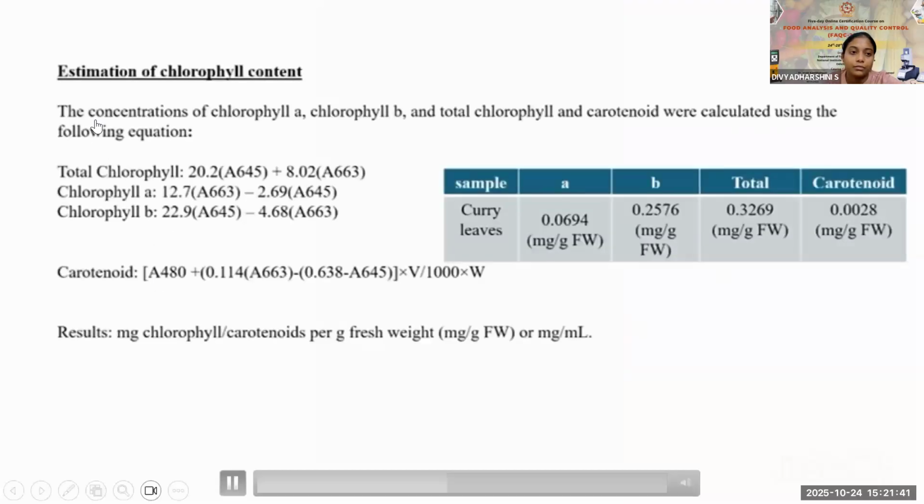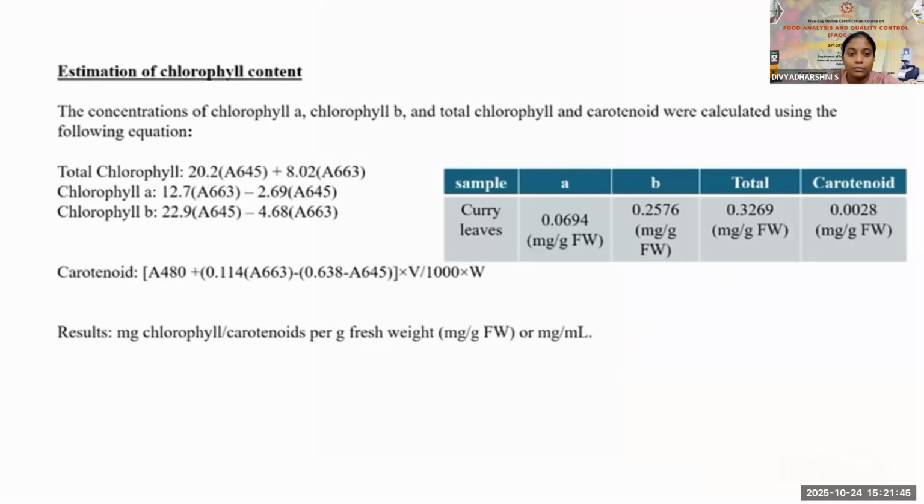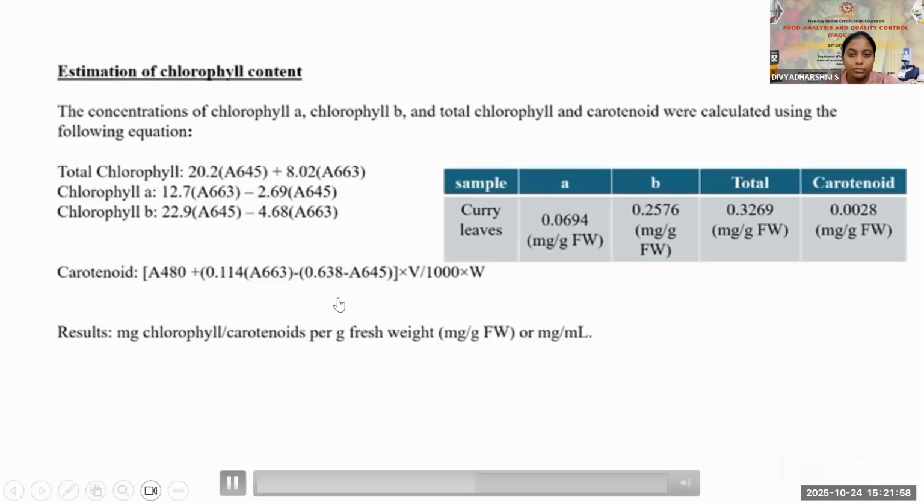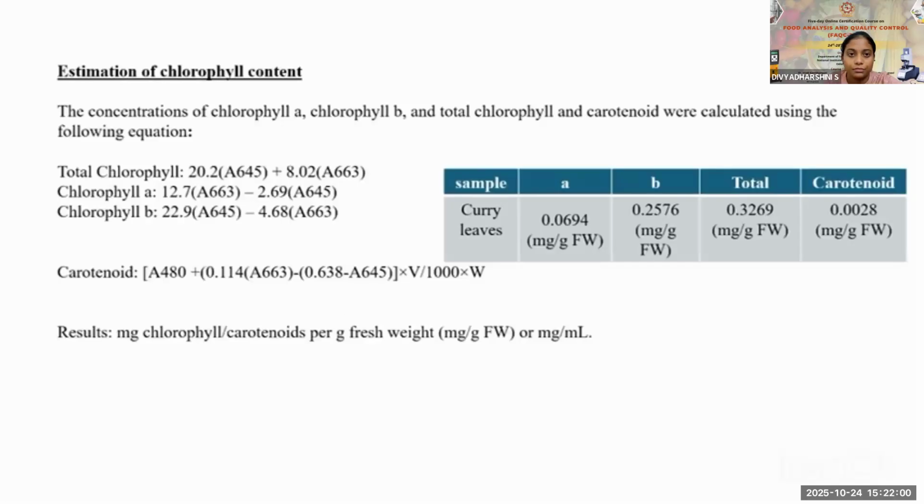Now, moving to the calculation part, so we are going to estimate the chlorophyll content as well as the carotenoid content. It is like a simple formula only. Once we have taken the reading for all the observations, just a substitution from the chlorophyll values, so we will get the carotenoids also. So I have taken the sample curry leaves. So the concentration of chlorophyll A, B, and total chlorophyll, which is the addition of chlorophyll A and B, as well as the carotenoids, were calculated using the following equations.